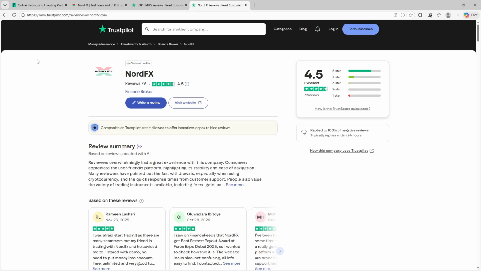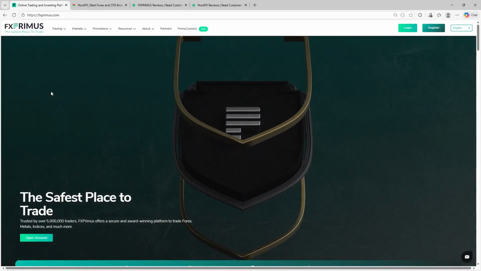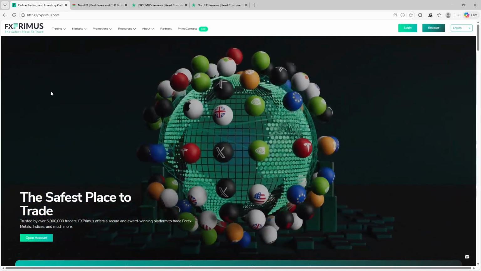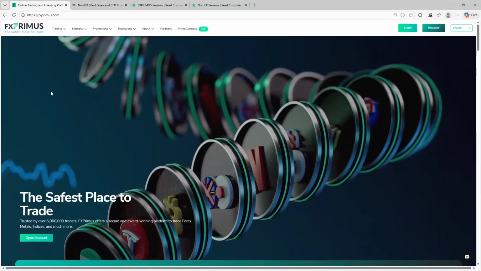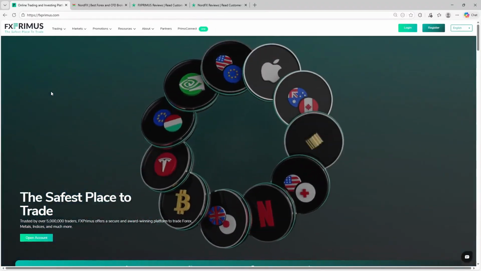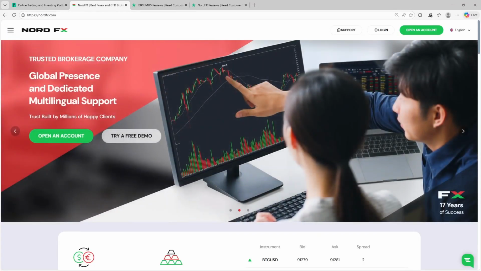Final takeaway: FXPrismus is best suited for traders who want multiple account configurations, flexible leverage scaling, and the ability to fine-tune pricing based on strategy, especially if they already understand spread versus commission trade-offs. NordFX is the cleaner choice for traders who prioritize simplicity, fast execution, and minimal platform friction without navigating complex account matrices. Neither broker is objectively better. They solve different trading problems.